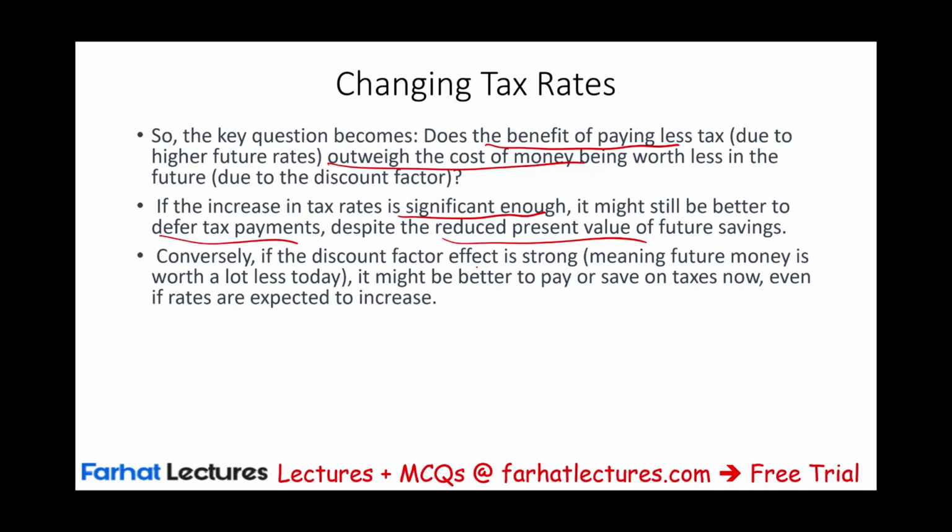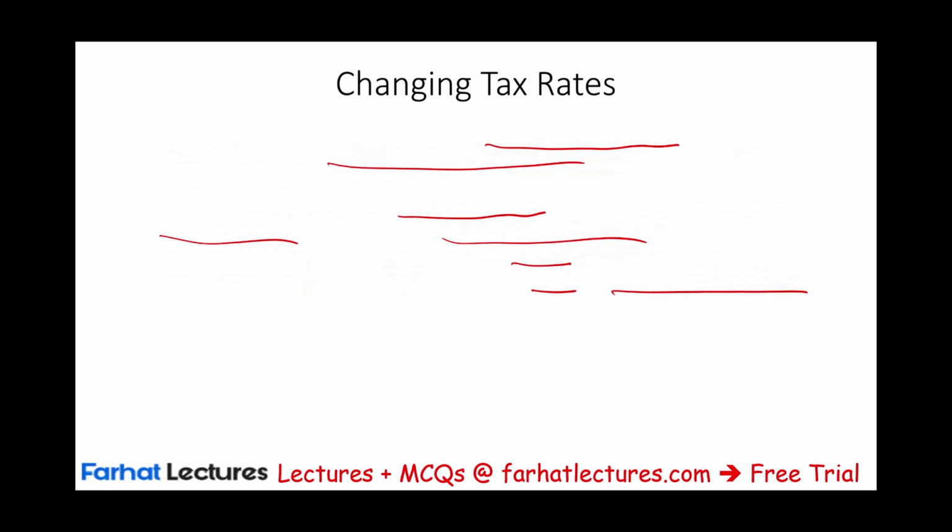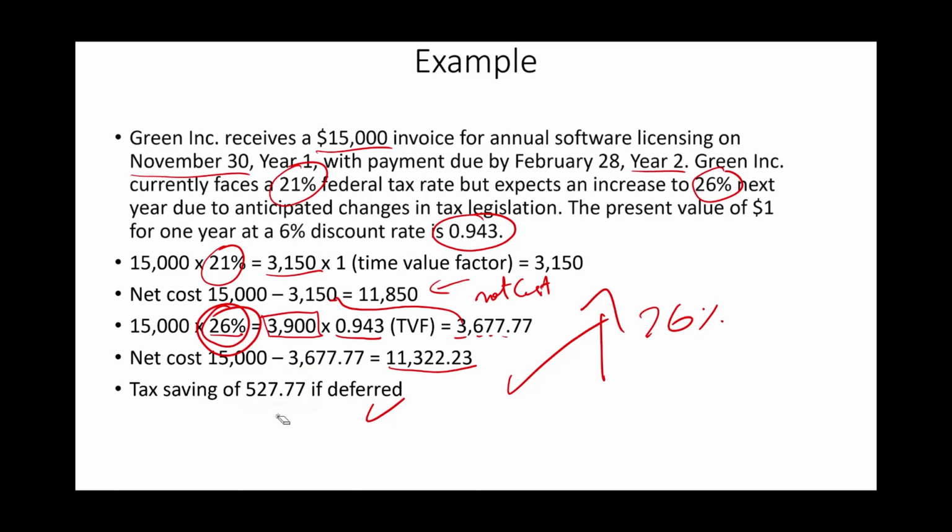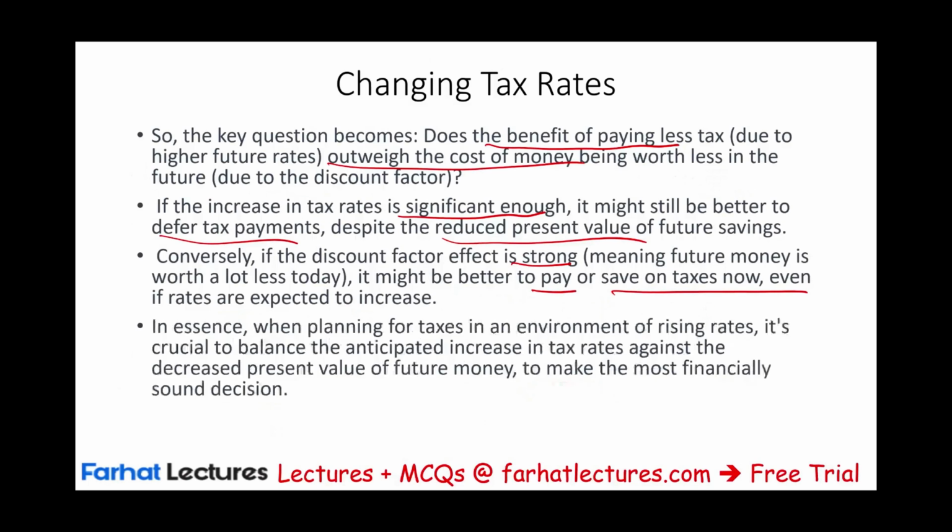Conversely, if the discount rate effect is strong, if the discount rate is going to reduce your money substantially, it might be better to pay or save on the taxes now, even if the rate is expected to increase. So here, let's assume the discount rate was 0.8. Let's do the computation just to see this. If we take 3,900 times 0.8, the savings will become 3,120, which is less than 3,150. That's why you have to look at the discount rate.